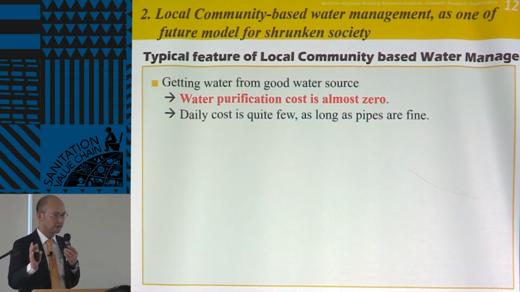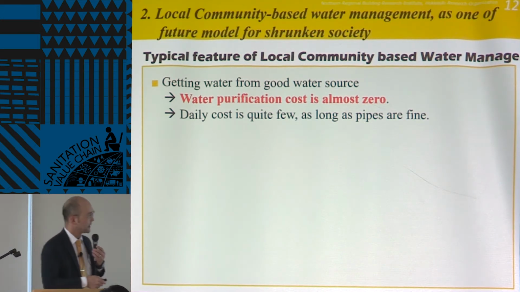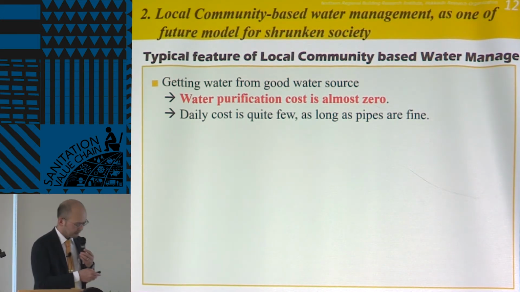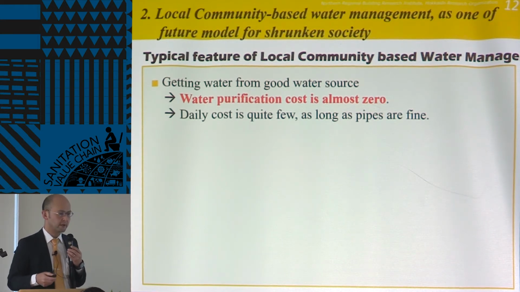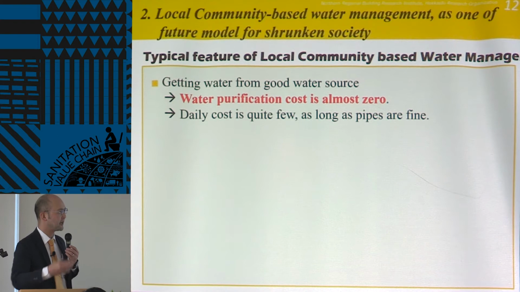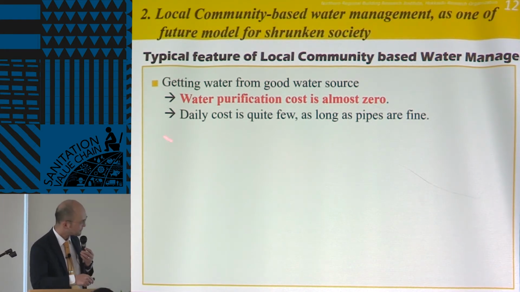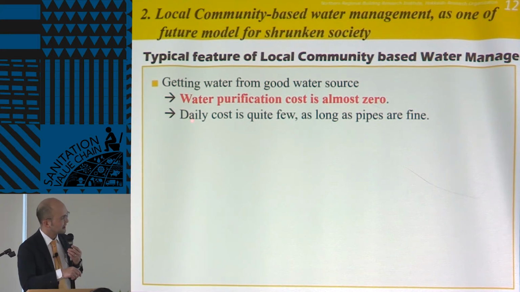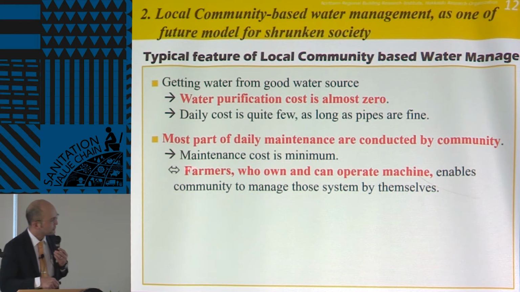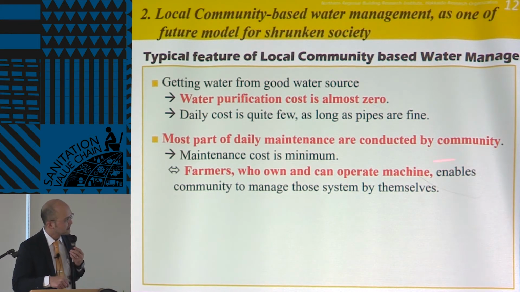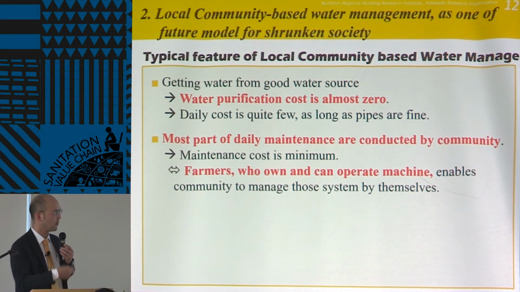They don't need water treatment. And also, in rural areas, most of the users are farmers, so they have technique and they have machines. So the daily cost is quite small. Most of the daily management is conducted by the community because the farmers have the machines and they can operate them.